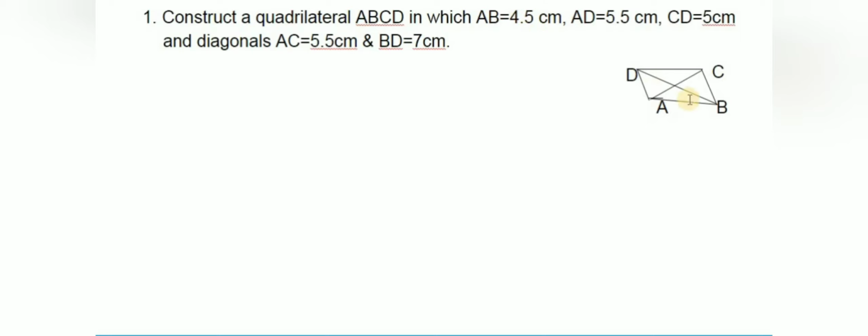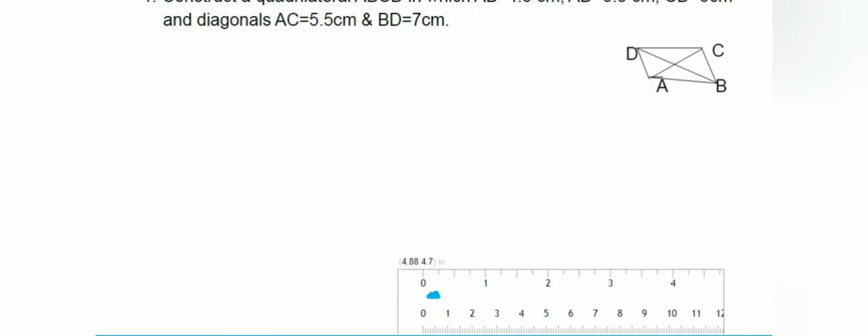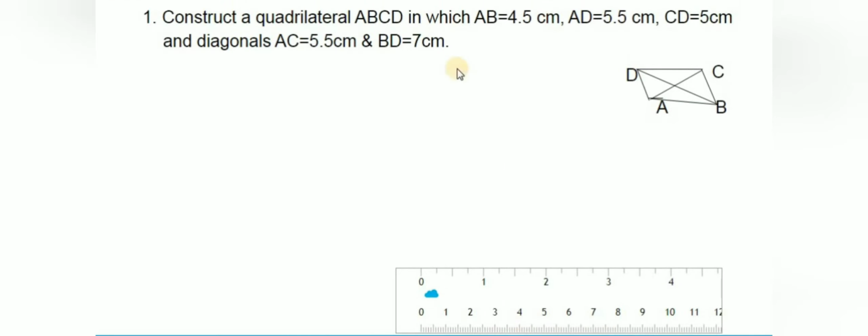Here AB is given, that is 4.5 centimeter, and the side AD is given, that is 5.5 centimeter, and also the side CD is given, that is 5 centimeter. And the diagonals, look at that, diagonals AC and BD. This is exactly a rough sketch. By using this rough sketch we are going to construct the real quadrilateral.